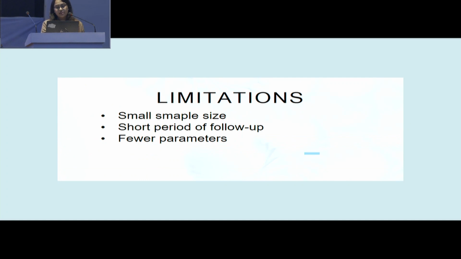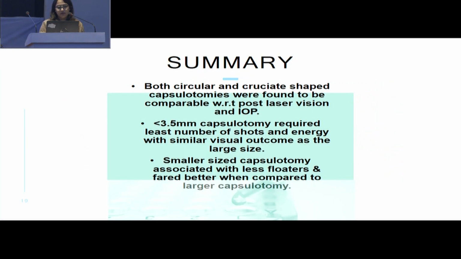The limitations of our study were obviously a small sample size, a short period of follow-up, and fewer parameters, as a result of which larger sample sizes are required for better evidence.